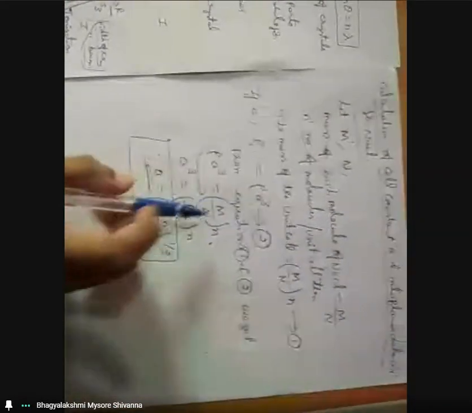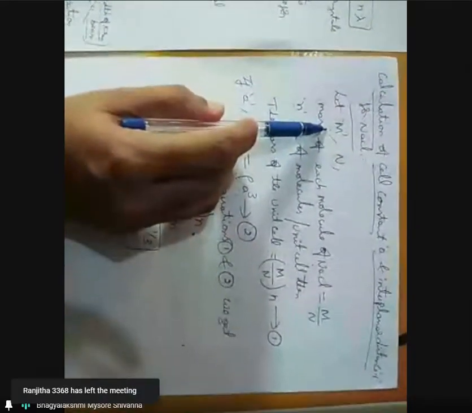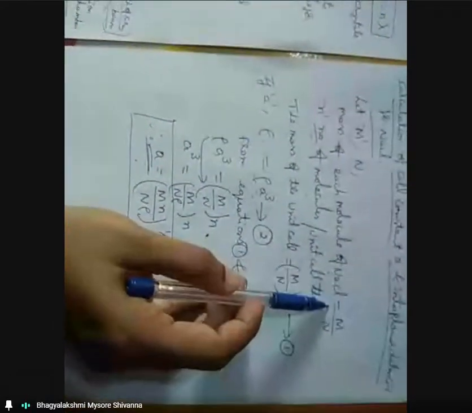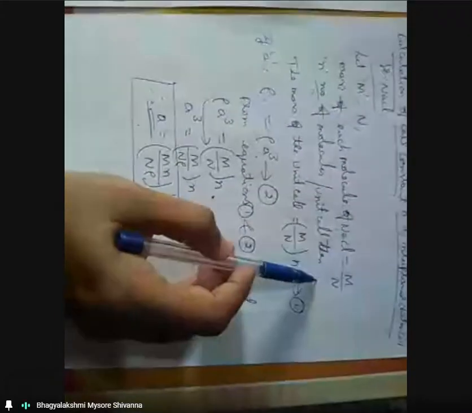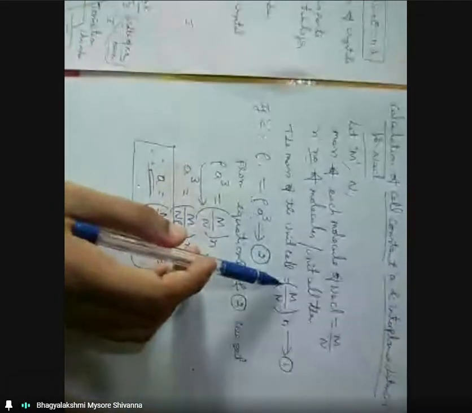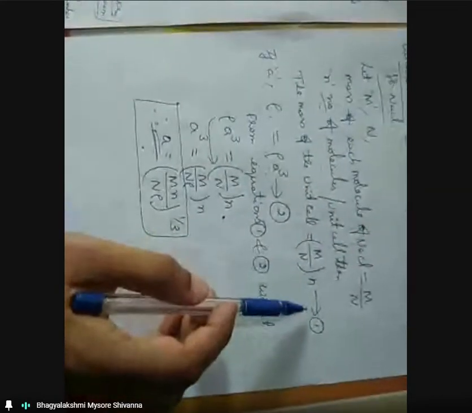Let us consider M is the molecular weight of the sodium chloride crystal and N is the Avogadro number. Then the mass of each molecule of the sodium chloride crystal should be equal to M by N. And if small letter n represents the number of molecules per unit cell, then the mass of the unit cell should be equal to M by N into small n. Take it as equation number 1.